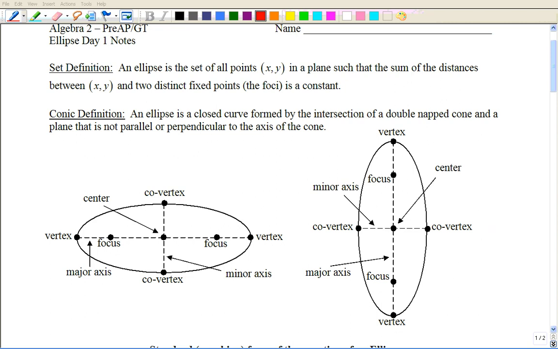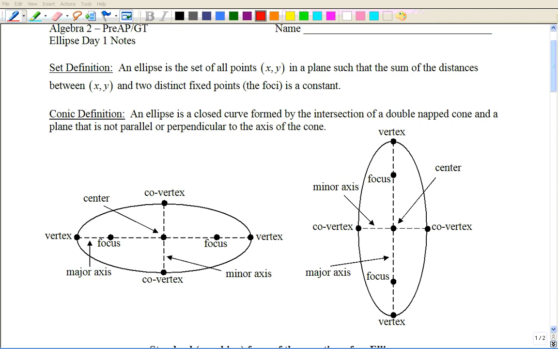Okay, so we have an ellipse, which is our next conic section that we are going to study. We've had circles, but now we're going to do ellipses. So we've got the set definition and the conic definition, just like we had before. For the set definition, an ellipse is the set of all points x and y in a plane such that the sum of the distances between x, y, and two fixed points called the foci is a constant.